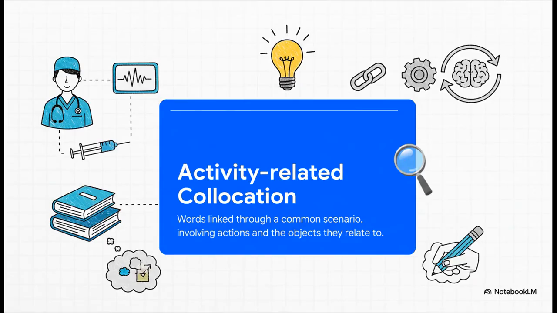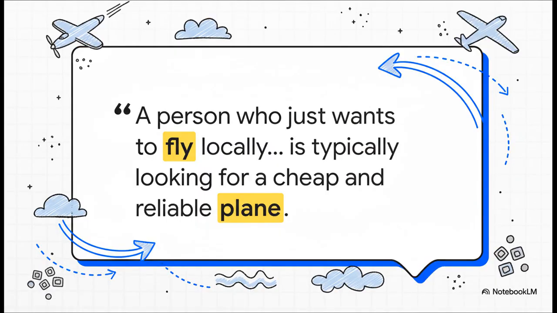Okay, next up is a really common one, activity-related collocation. This is all about words that are connected because they're part of the same activity or situation. You know, like doctor and hospital, or chef and kitchen, or read and book. The words themselves are different, but the context ties them together. And here, the connection is pretty obvious, right? The verb fly and the noun plane. I mean, they're partners in crime in the world of flying. When we see them together, it just feels right, and that natural pairing creates a strong, cohesive link.